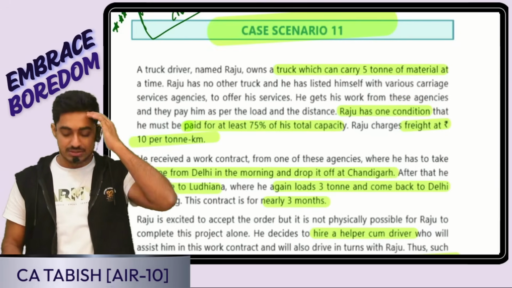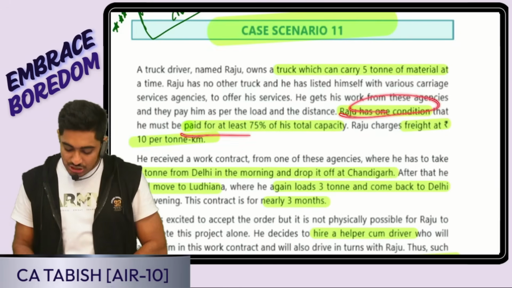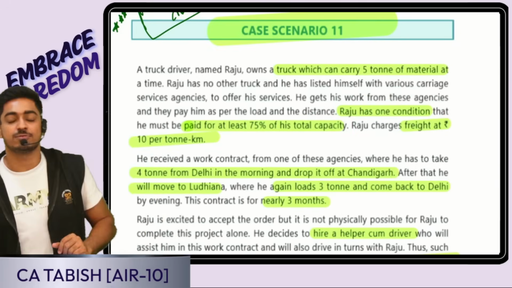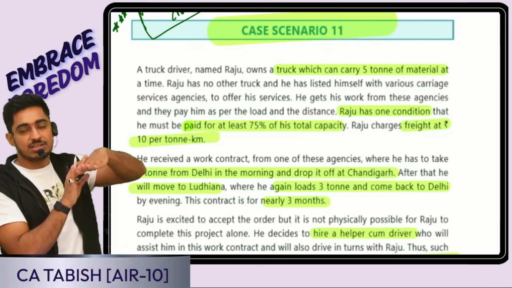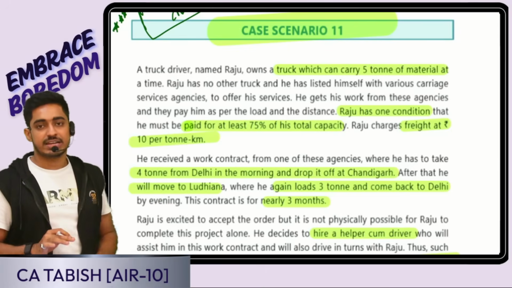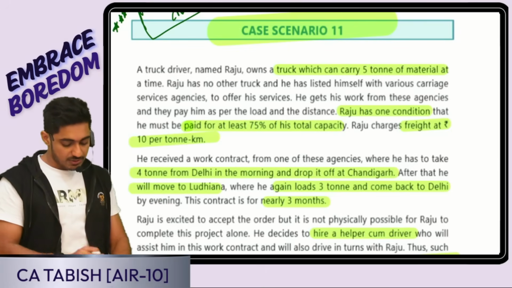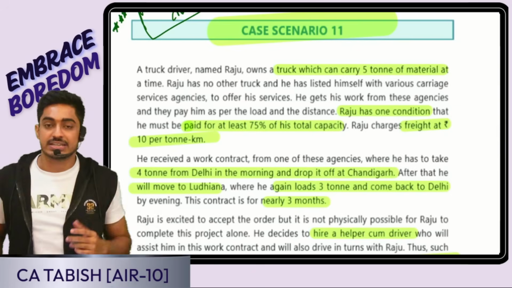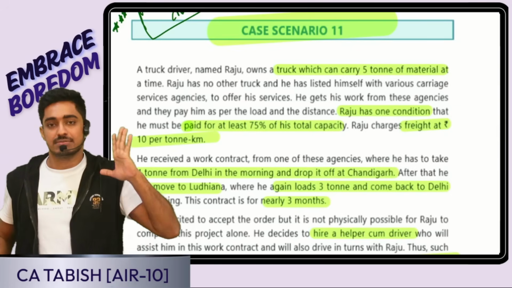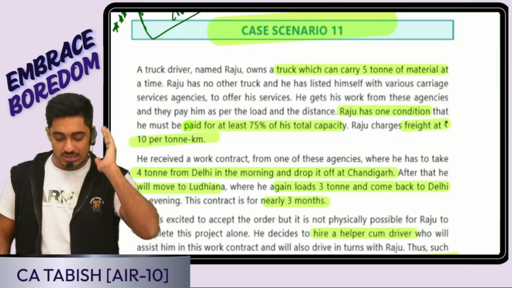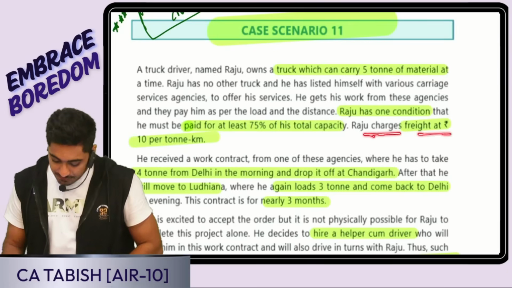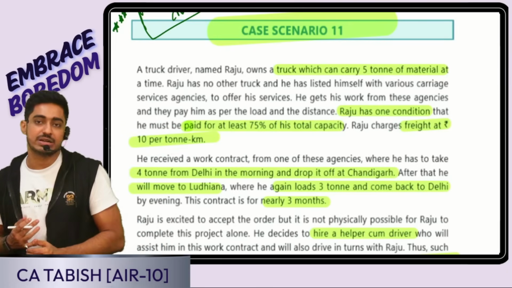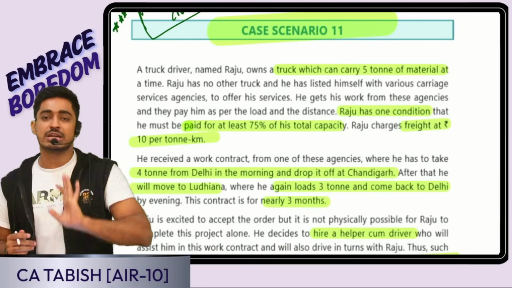He got one customer, but he is having one condition, that he should be paid for at least 75% of total capacity. What is the capacity? 5 ton. 75% of that, 5 into 75%, at least 3.75 tons he should be getting payment for, is what he is telling. What is the implication? We'll see. He is charging freight at the rate of 10 per ton kilometer. For 1 ton, for 1 kilometer, 10 rupees he is charging.